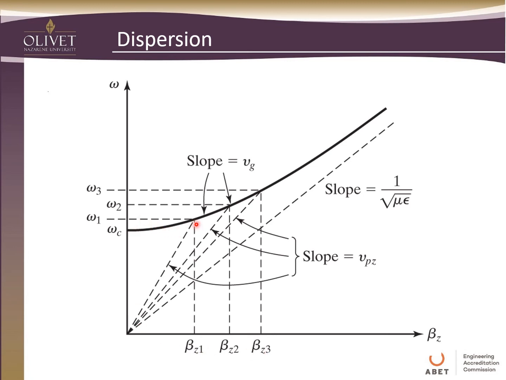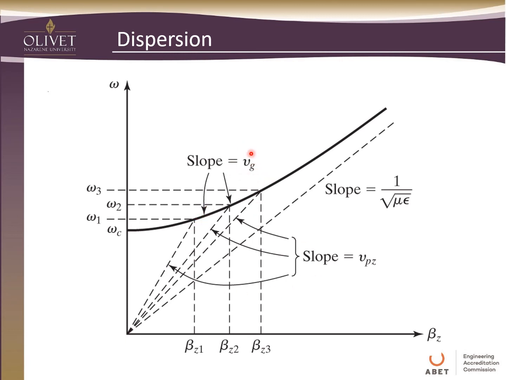What we find, though, is it's not a linear relationship. It actually is this nonlinear curve. And so we see that for each corresponding frequency, we'll have a new phase constant. Well, this point where these two meet, this is our group velocity. So we can see our group velocity is the slope of the line that goes from the origin to this line.